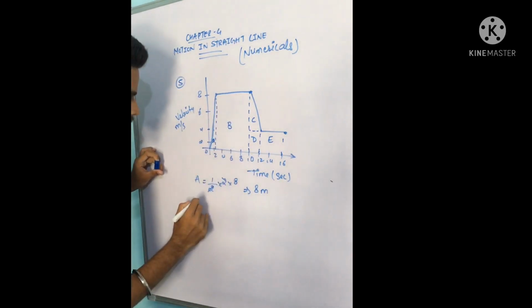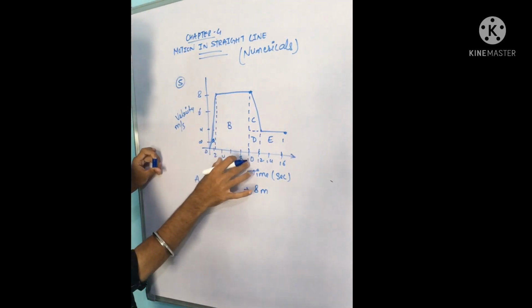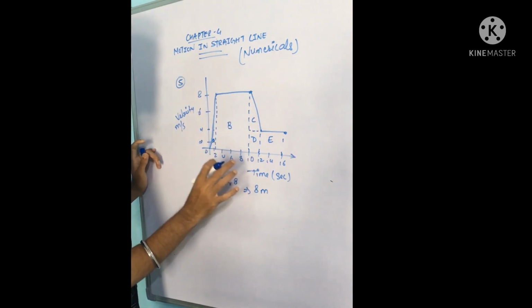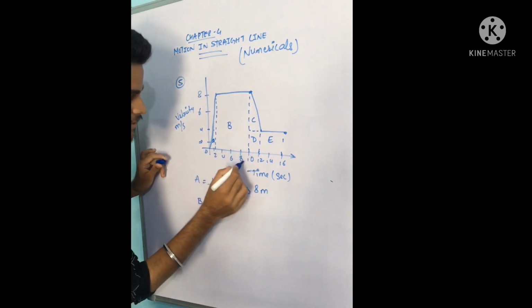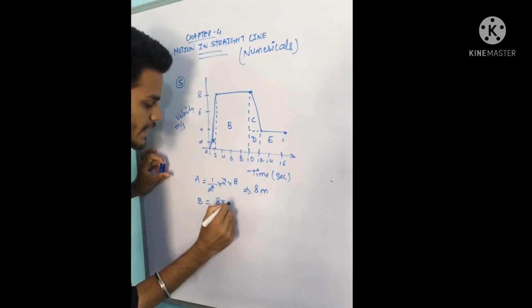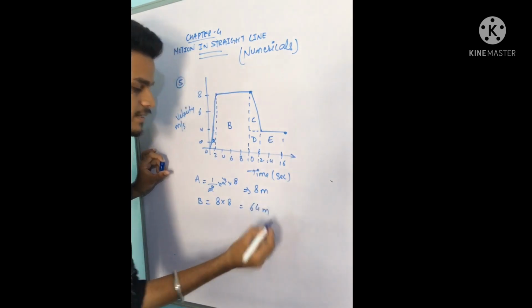Now in the portion B, what will we get? Base into height, or area of square is side square. We have the side 10 minus 2, which is 8, and we have this side also 8. 8 into 8, 64 meter.